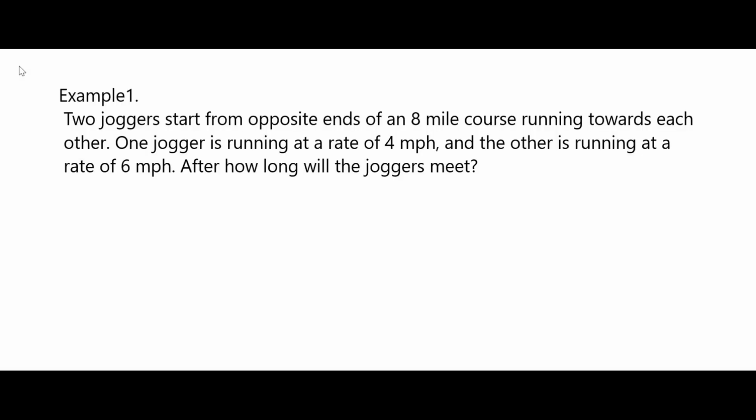Question 1. Two joggers start from opposite ends of an 8-mile course running towards each other. One jogger is running at a rate of 4 miles per hour and the other is running at a rate of 6 miles per hour. After how long will the joggers meet?